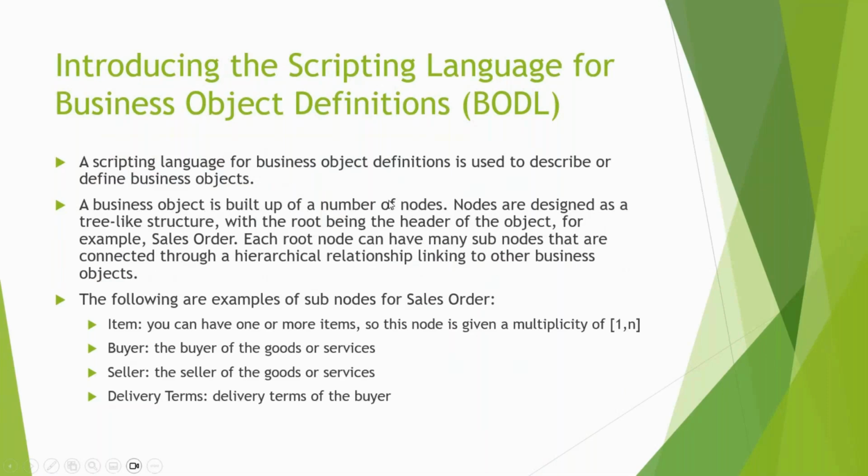So if we are creating any business object, it will have by default a node called the root node. If you want to define nodes under that business object, they are nothing but sub tables.